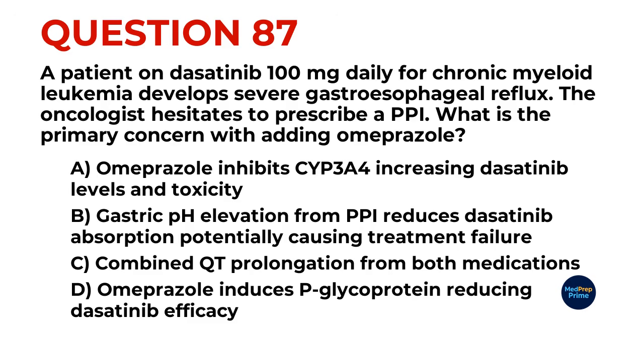A patient on dasatinib 100 mg daily for chronic myeloid leukemia develops severe gastroesophageal reflux. The oncologist hesitates to prescribe a PPI. What is the primary concern with adding omeprazole?